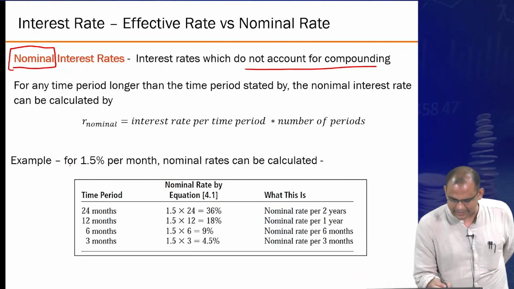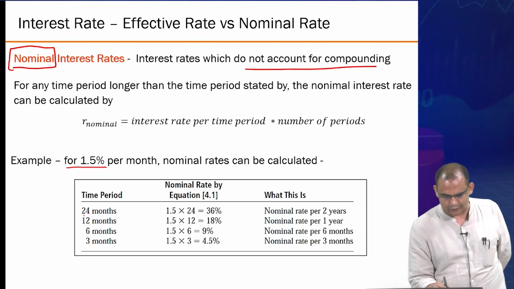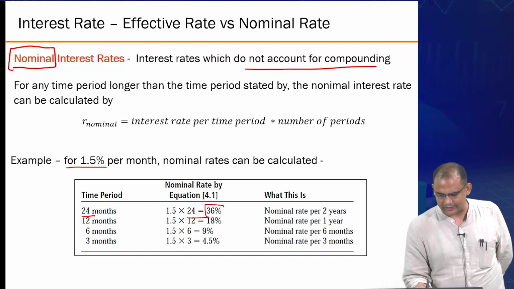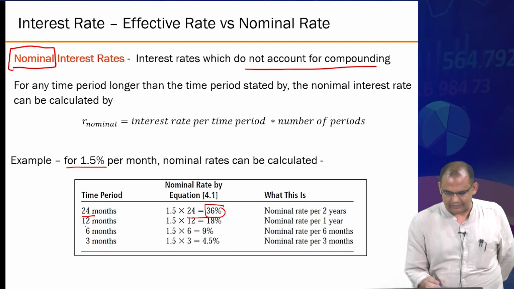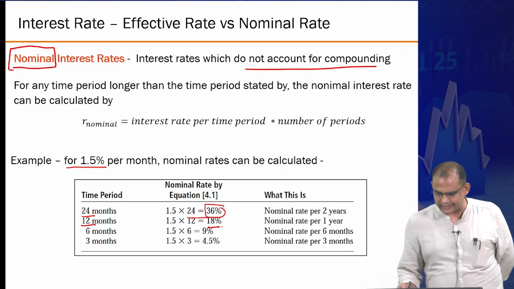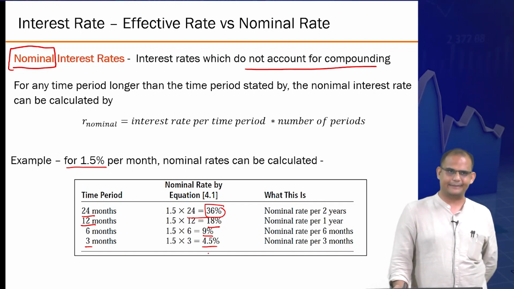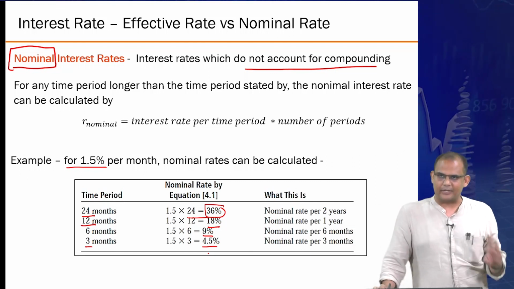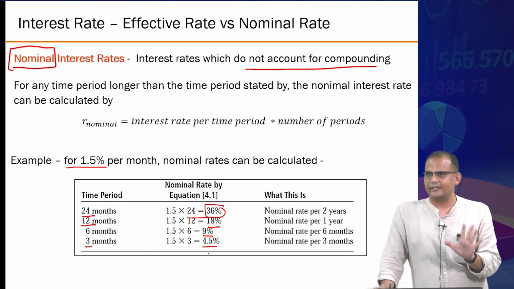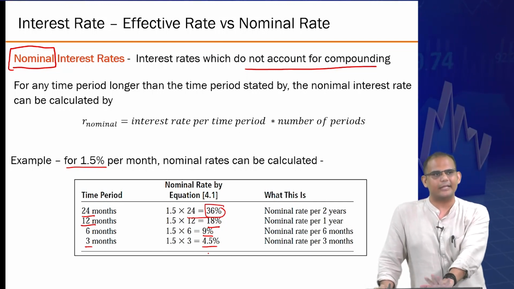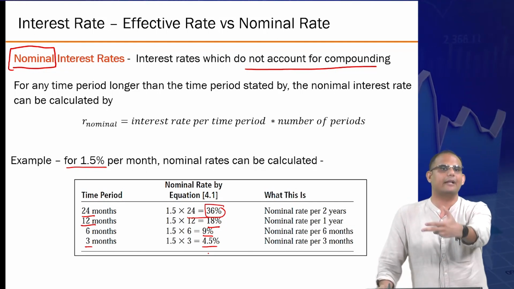So, for example, if I say 1.5% per month and I want you to estimate the nominal rate for 24 months, you simply multiply, and you can use that: every 2 years, the rate is 36% per 2 years. 12 months, it becomes 18% per year. 6 months, it becomes 9%. 3 months, it becomes 4.5%. Okay, but important, this is still nominal. It is still a simple interest rate. You are not taking compounding into account in this case. So just to give you an idea, but most likely we will not be using these formulas to directly multiply.